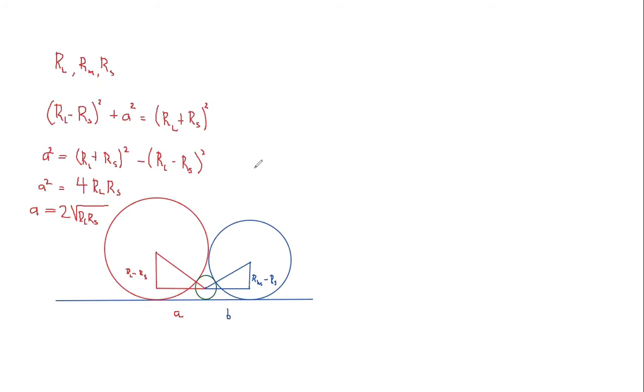So in a similar fashion to this one, we will have (RM minus RS) all squared plus B squared is equal to RM minus, sorry, RM plus RS, this is the hypotenuse, square that quantity.